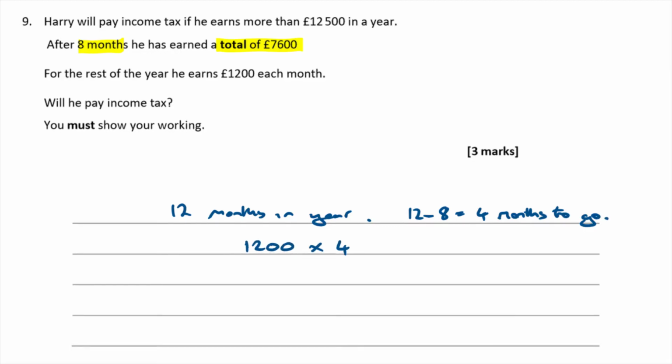1,200 times 4, that is going to be, well, 4,000s is 4,000, 4,200s is 800. That's going to be 4,800. And that's how much money he's earned in the last 4 months, isn't it? So last 4 months, that's the amount he's earned.